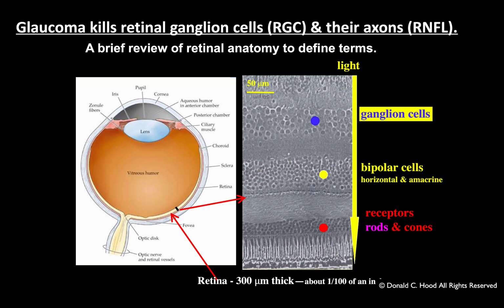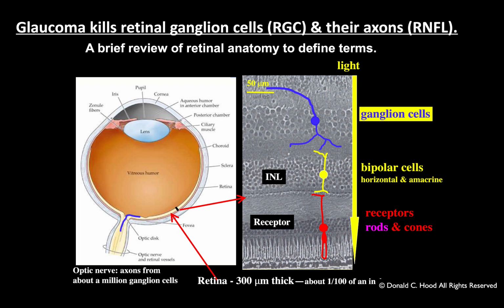So light comes in this way, of course. It's absorbed in the outer segment here of the receptors, and then they make synaptic contact with the bipolars. That makes synaptic contact with the ganglion cells. And it's the axons of the ganglion cells that leave the eye as part of the optic nerve, and you have about 1 million ganglion cells and 1 million optic nerve fibers or axons.